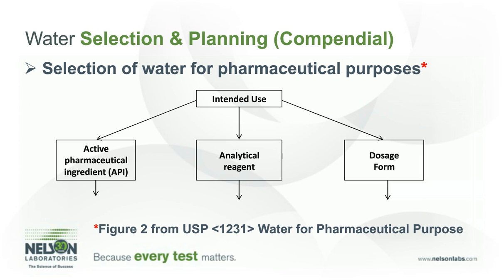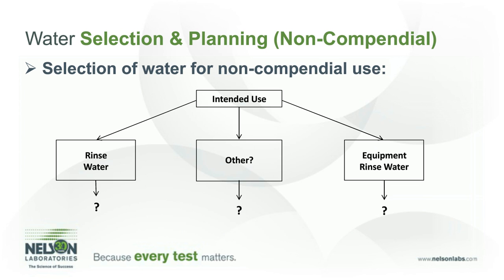This is a portion of figure 2 from section 1231 and is a basic decision tree to assist the user in determining the most appropriate water quality for the intended use. As we also discussed earlier, there are a few aids to assist the user with regard to non-compendial water. In this slide, I have represented this chart from 1231, but the intended uses, like rinse water, equipment rinse water, or other, obviously do not carry designation or assistance from the regulatory community.